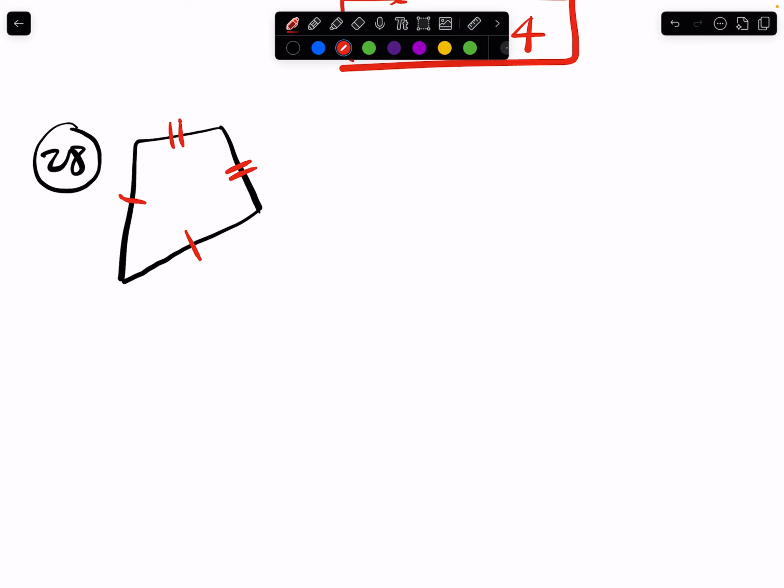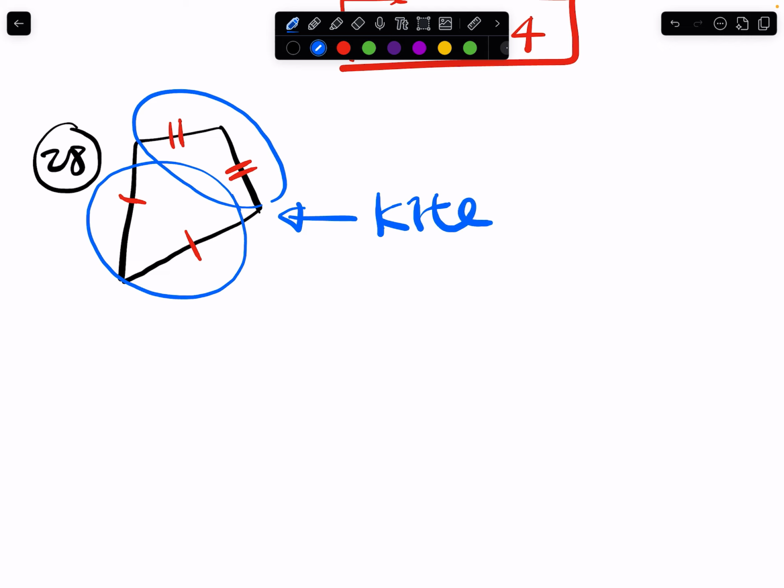Here we go. So I have a quadrilateral with the upper sides congruent and lower sides congruent to each other. Thank you. Such a quadrilateral is actually called a kite. Okay? It is a member of the quadrilateral family.